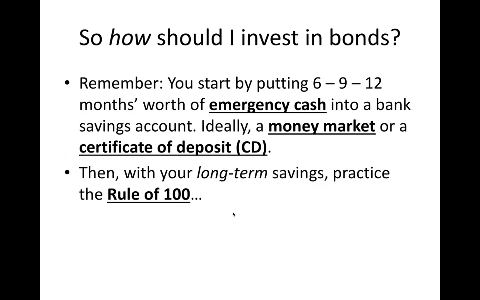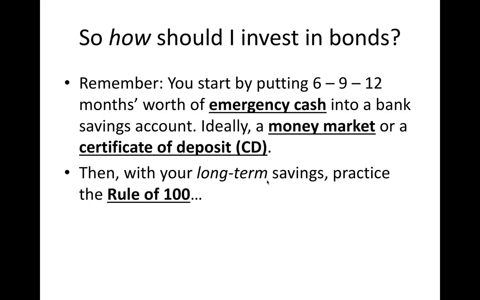All right, how should I invest in bonds? Remember, you start by putting 6 to 9 to 12 months worth of emergency cash into a bank savings account, ideally a money market or a certificate of deposit account. It's not going to grow that much, maybe 1% a year, but it's safe, safe, safe.